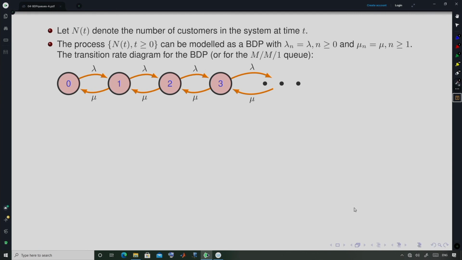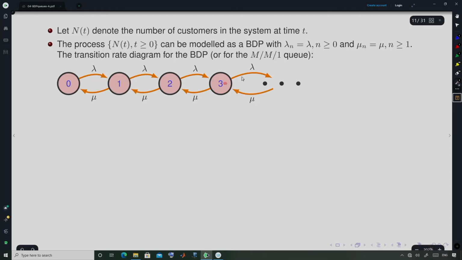Now, the quantity of interest here is N(t), the number in the system at time t. This process N(t) is a birth death process. It can be modeled through a birth death process with rate lambda_n equal to lambda for all n greater than or equal to 0 and mu_n equal to mu for all n greater than or equal to 1. So, the transition rate diagram for the corresponding BDP for the M/M/1 queue, meaning the transition rate diagram for the number in the system process, has states 0, 1, 2, 3 and so on, giving the number of customers in the system. With rate lambda a customer arrival happens, and with rate mu a customer departure happens.